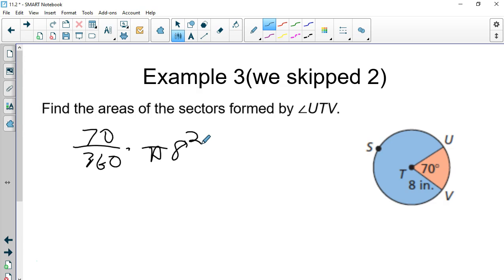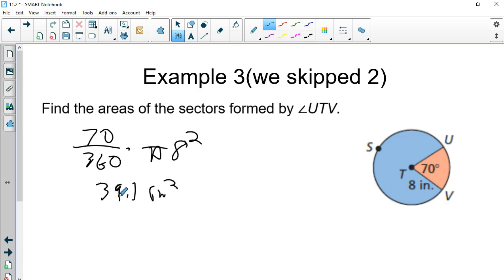And now you're literally just going to type that in your calculator. 70 divided by 360 times 3.14 times 64. And that is going to give you 39.1 inches squared.